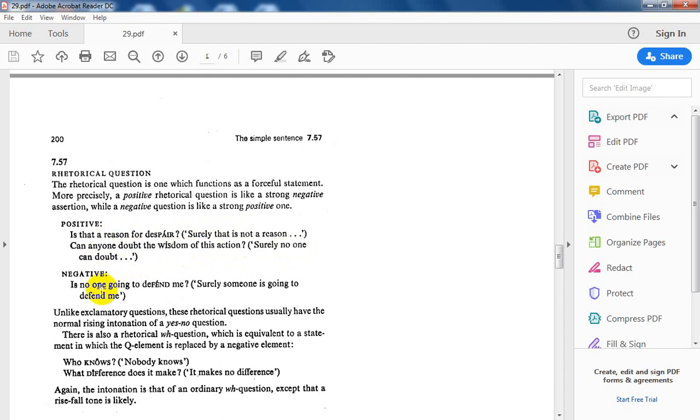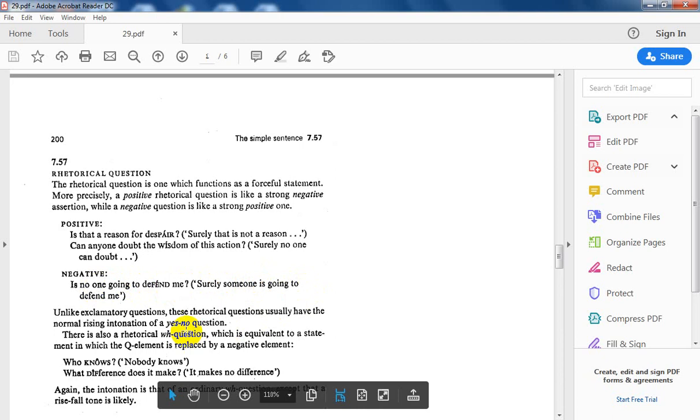Negative: is no one going to defend me? This is negative. Surely someone is going to defend me. Unlike the exclamatory question, these rhetorical questions usually have the normal rising intonation of a yes-no question. Of course, keep in mind it has a rising intonation.